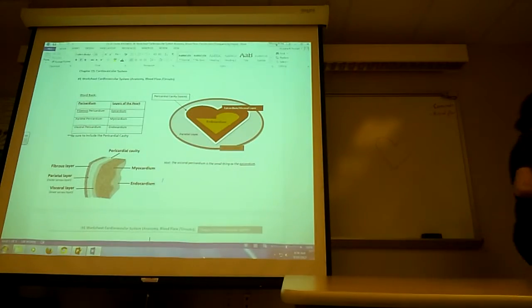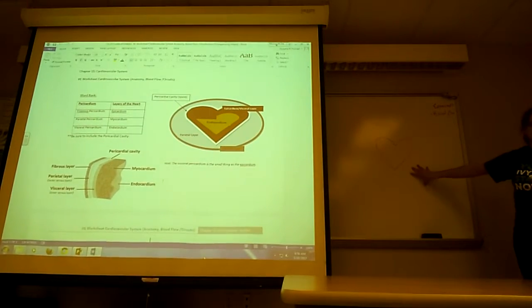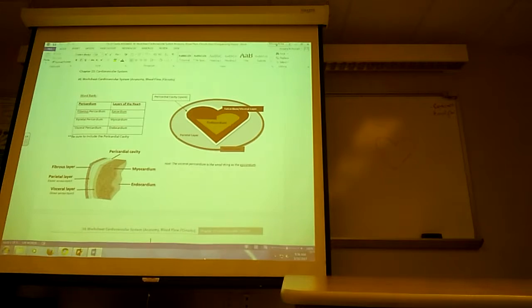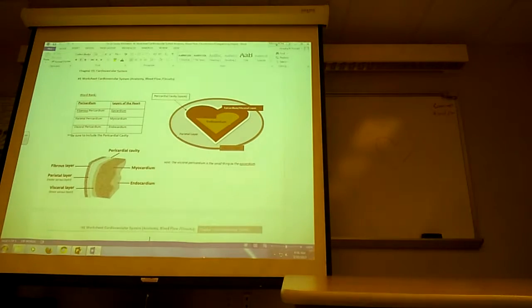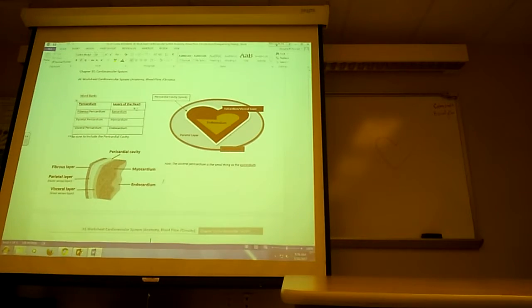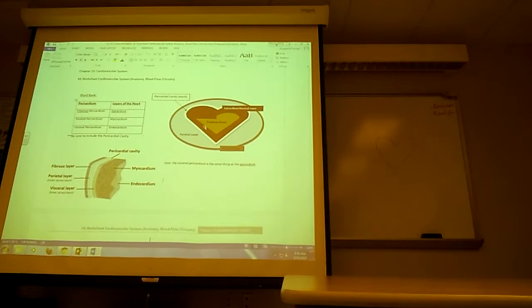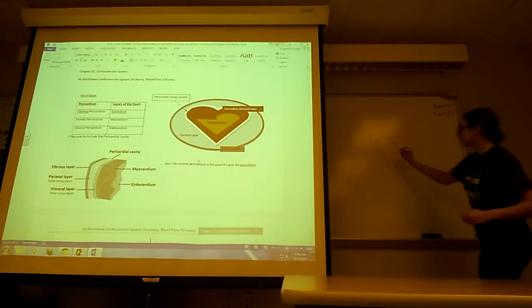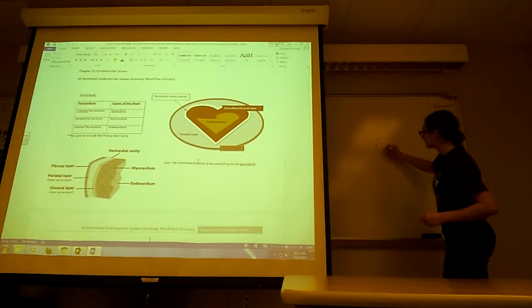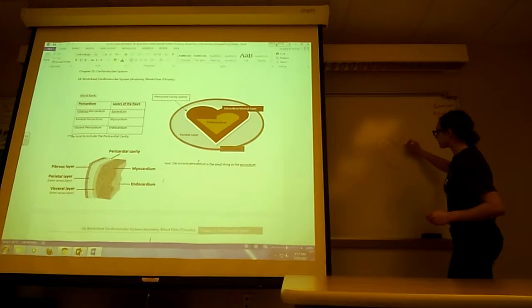If you need to. So on your sheet, you got something that looked like a heart. Okay, so on the inside, we have, and this is a word bank over here. Basically, what I'm wanting you guys to do is just label the layers of the heart. So the first one is the very inside. And this is known as the what?